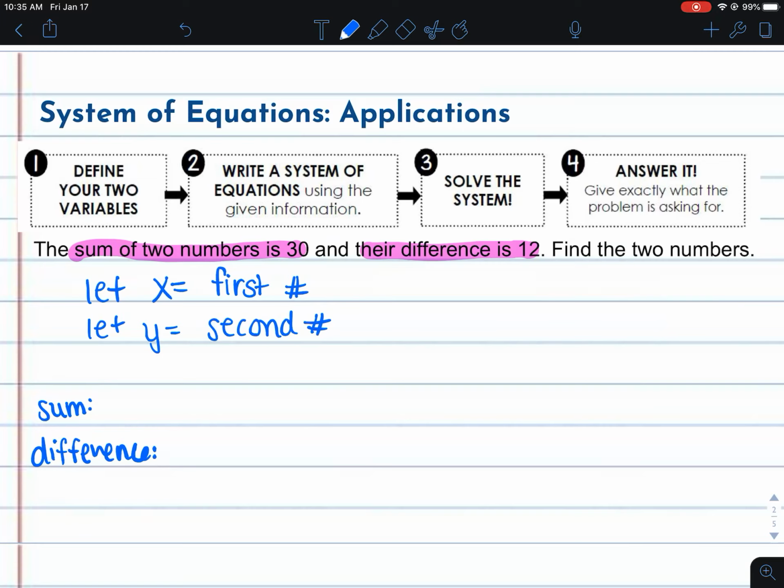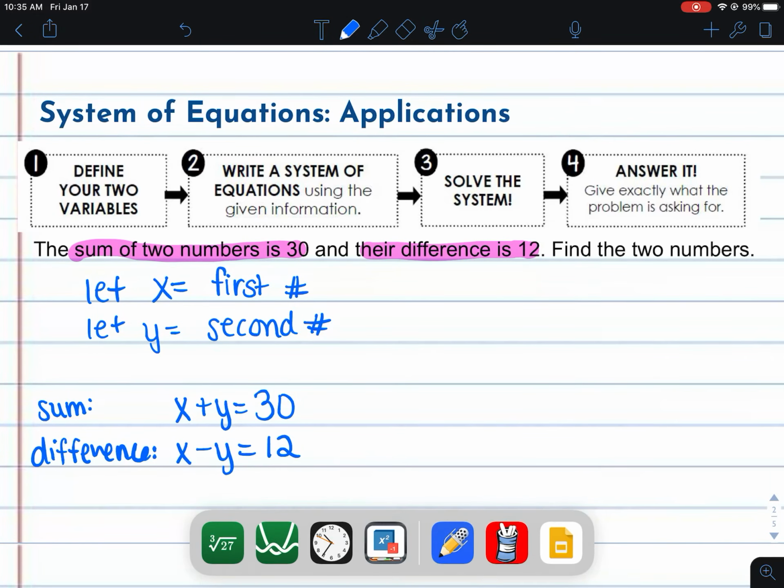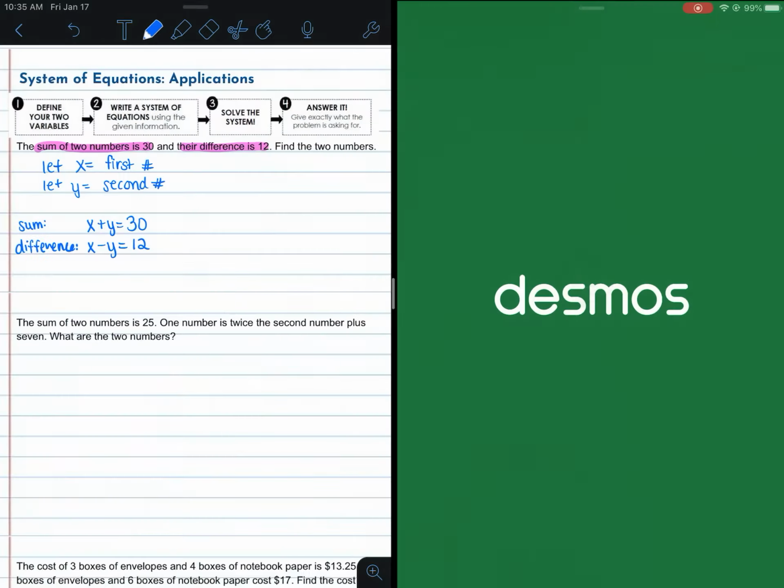Okay, so the sum of your numbers is 30. So that means that when I add them together, I get 30. Their difference. So when I subtract them, I get 12. So that's our two equations. Now, you could solve for y here and then graph by hand, but like I said, I'm just going to show you how to solve this in Desmos for today.